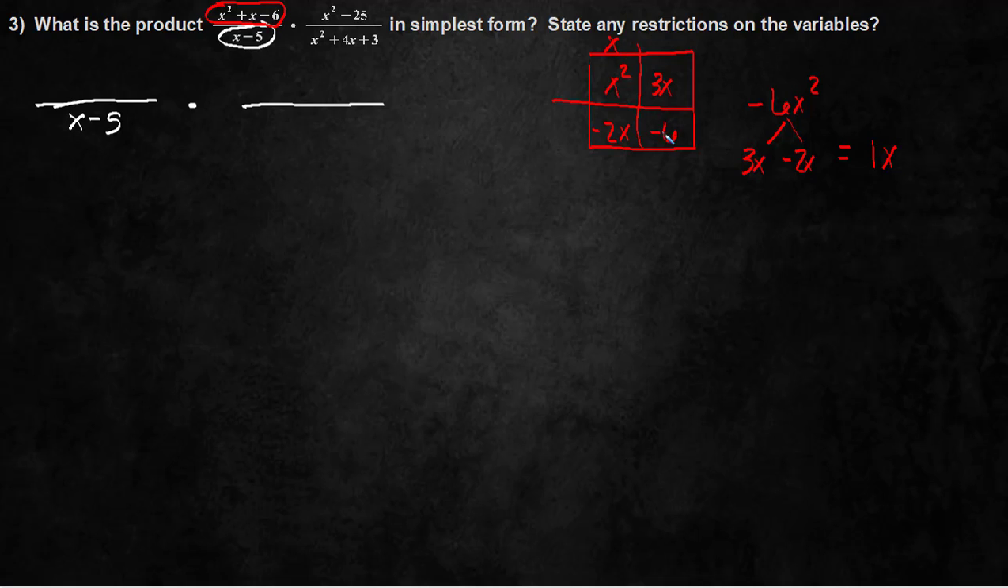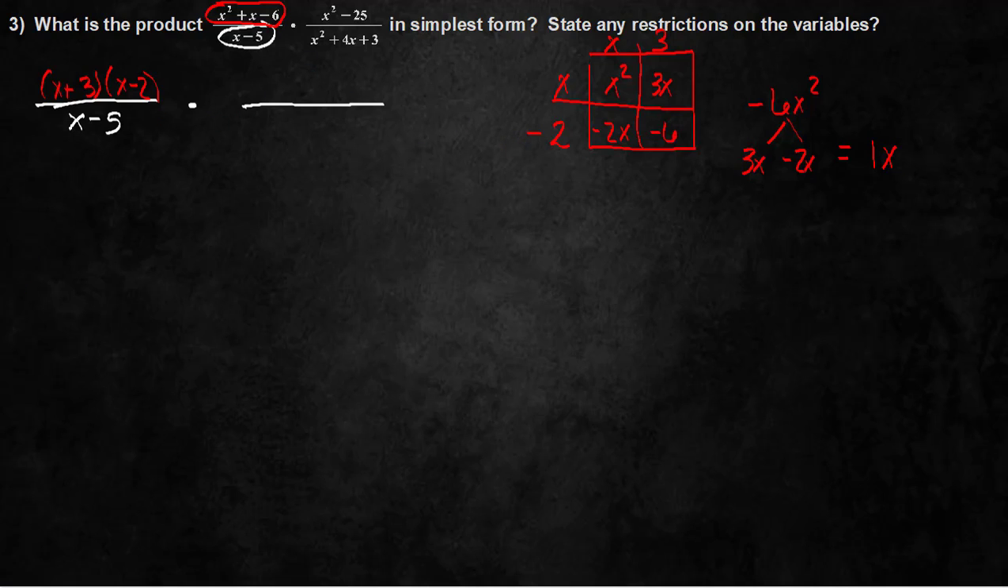That first column, an x can factor out. The second column, a 3 can factor out. The first row, an x can factor out. Second row, a negative 2. And so that gives me in that first numerator x plus 3 times x minus 2.